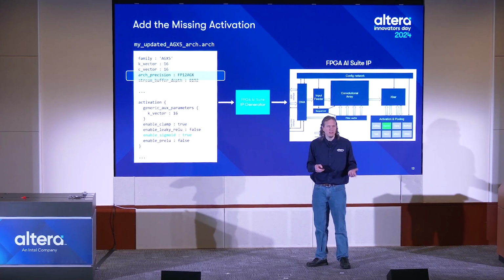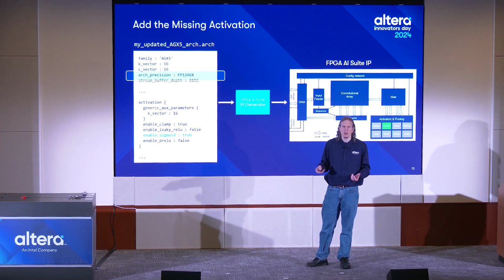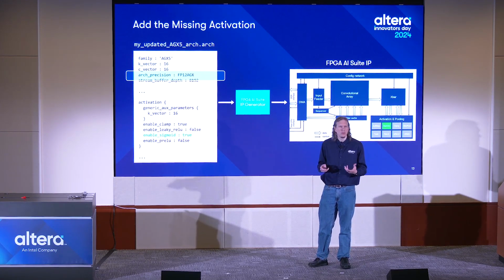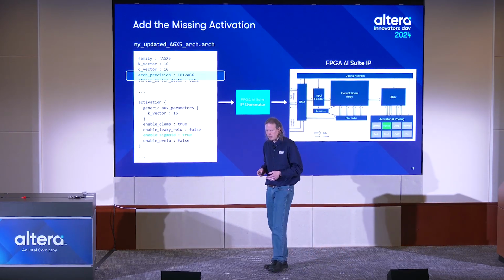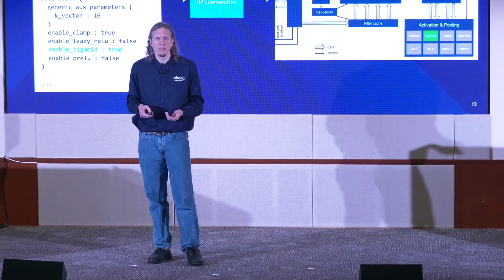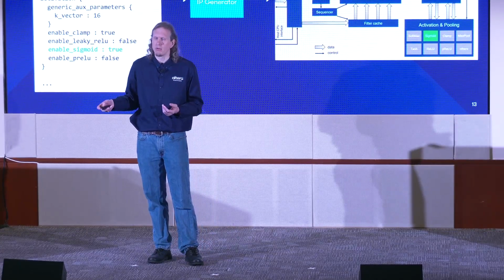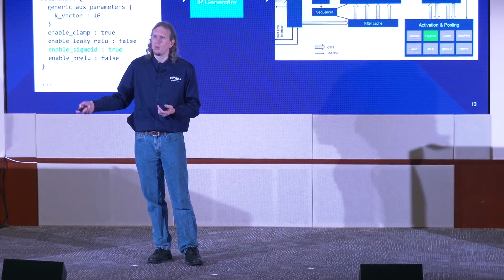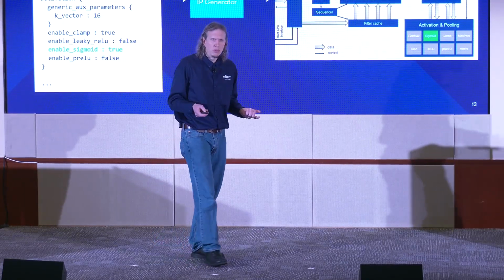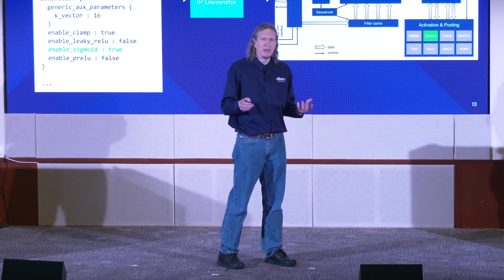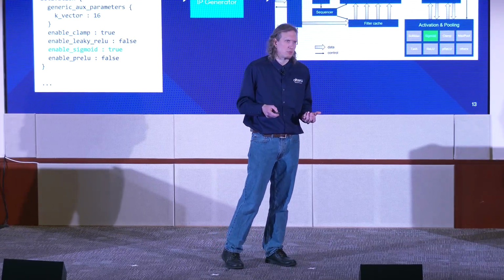We've set the default Arch precision in all of our example architecture files to use the DSP mode that is the most dense for machine learning. In the case of Agilex 5, this means that all of our example Arch files will map onto the tensor mode of the DSP. However, there are times where you may want to use a lower architecture precision.